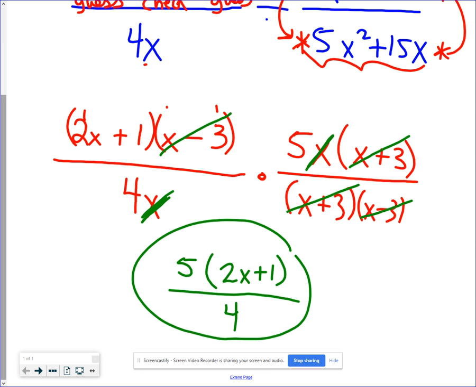And that's how you divide. So to divide, you do it just like multiplication. You factor everything, but then you multiply by the reciprocal of the second fraction.